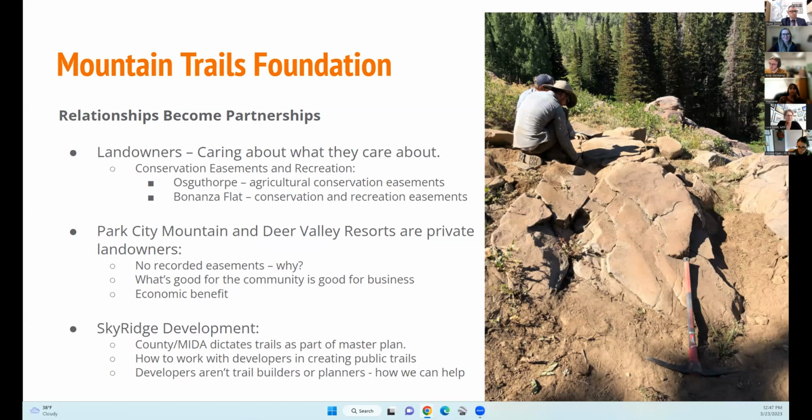Yeah, Sky Ridge Development, that's a great story too. Sky Ridge Development is a mountain community development, just like a home development. They exist under MIDA, and MIDA dictates trails as part of the master plan. That came out, and I will credit Don Taylor for that in Wasatch County. He's the trails coordinator down there. I believe he's also on Mountainland Association of Governments, but they've made a really great effort in Wasatch County to require new developments to include trails.